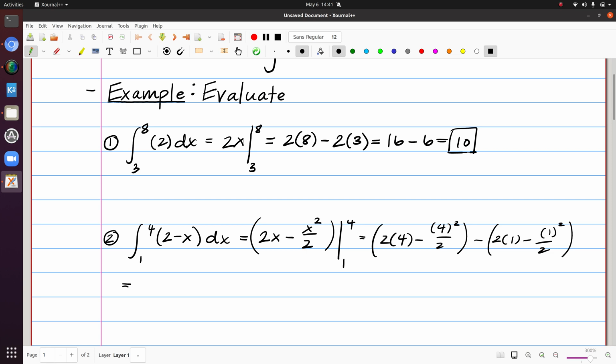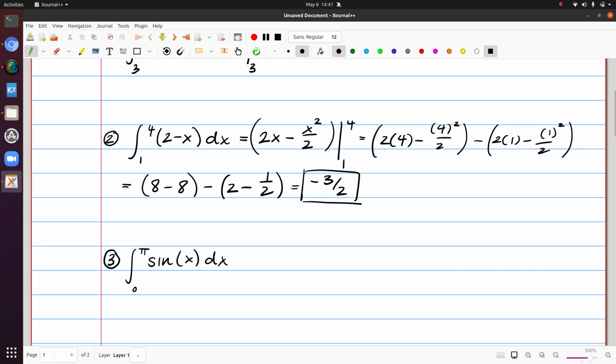So we can see here I'm going to get 2 times 4 is 8, minus we have 4 squared over 2, which is also 8. And we're subtracting, and I'll say it's important to really keep track of your negative signs. So this next negative is distributed throughout. So I have 2 minus 1/2. And so we're going to end up with here negative 3/2.